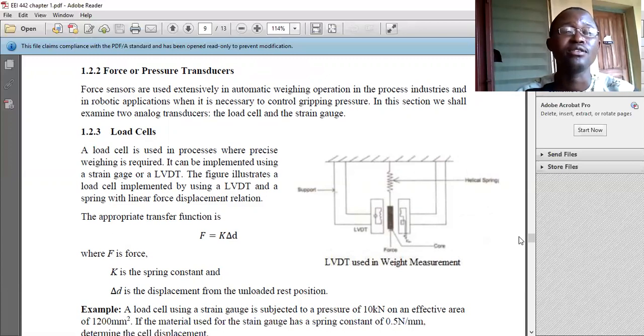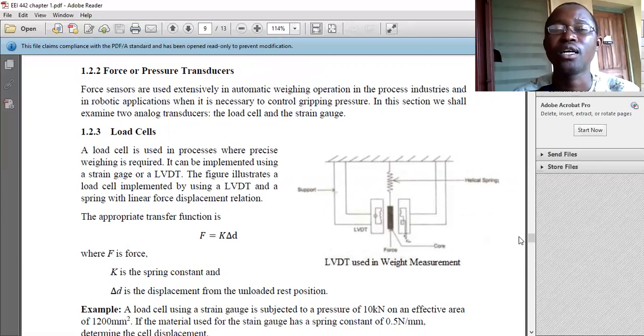One of them here is what we have under 1.2.3, the load cell. The load cell is used in processes where precise weighing is required. A load cell can be implemented using an LVDT or a strain gauge. A strain gauge, like you all know, is a force transducer.